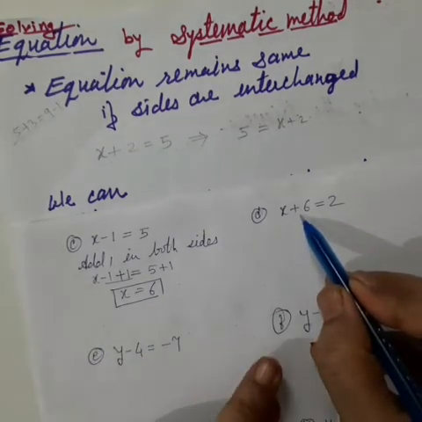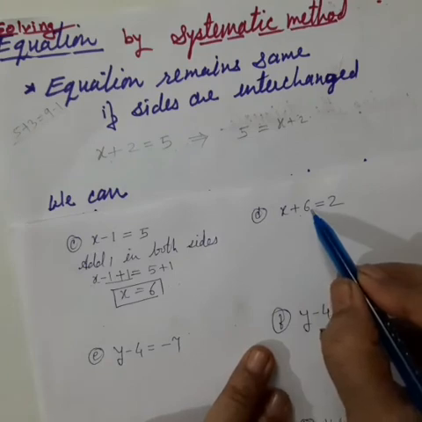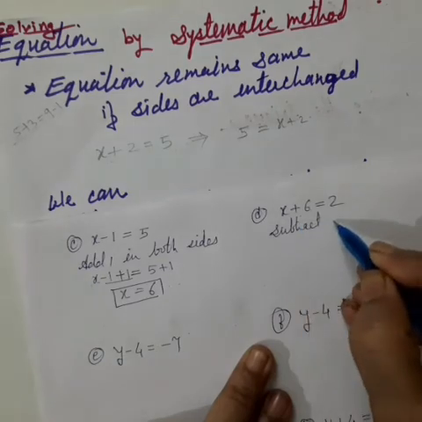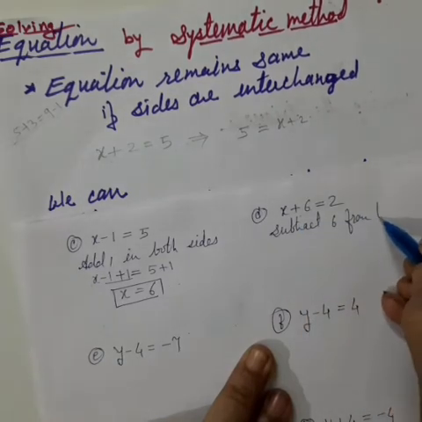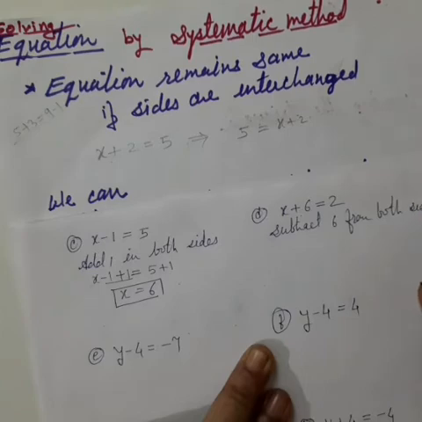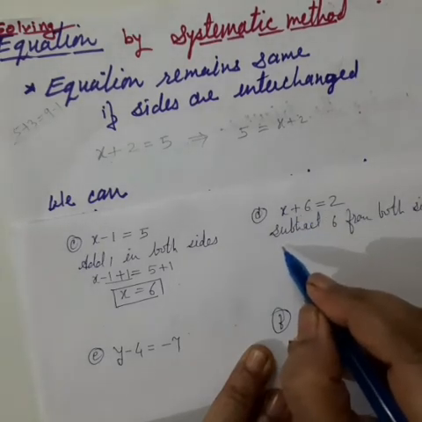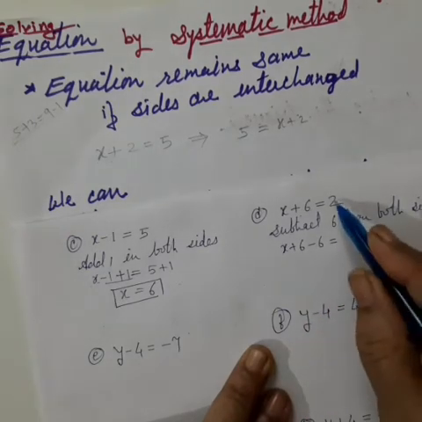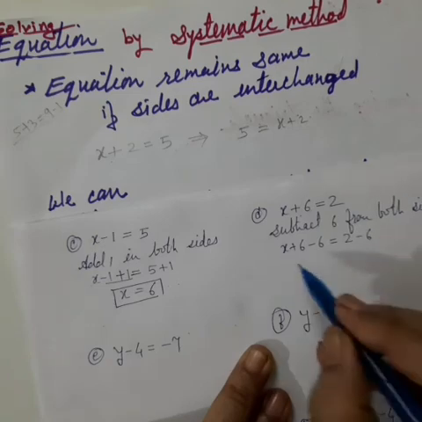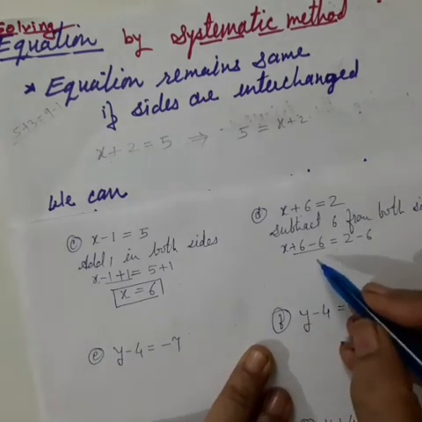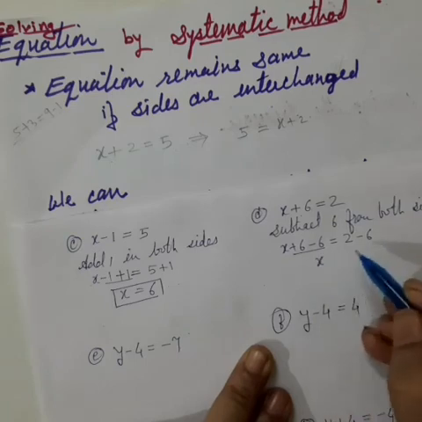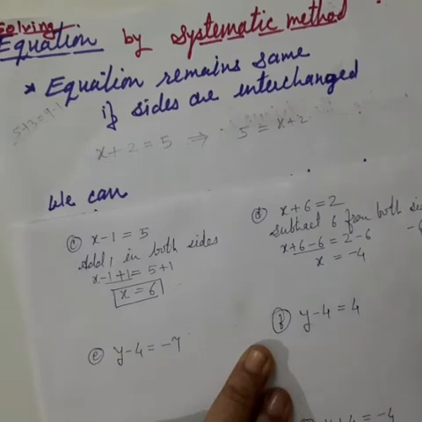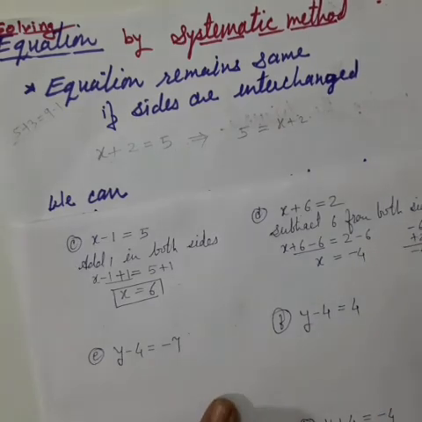x plus 6 equal to 2. We don't want this plus 6 now, so we will subtract 6. Subtract 6 from both sides. Left hand side first, x plus 6, subtract 6, equal to right hand side is 2, subtract 6. So plus 6 minus 6 will be 0 and only x will be left on left hand side, equal to 2 minus 6 is minus 4. Minus 6 plus 2, it is minus 4.